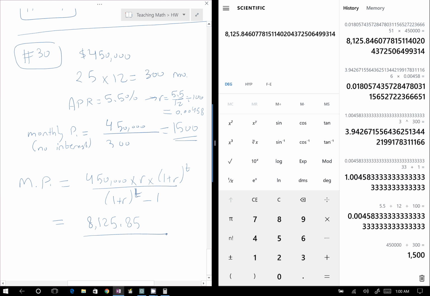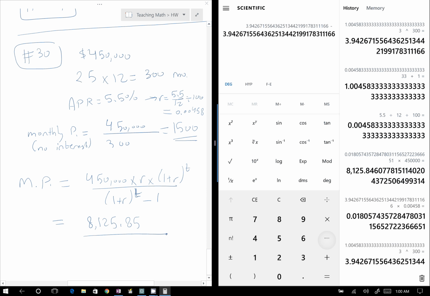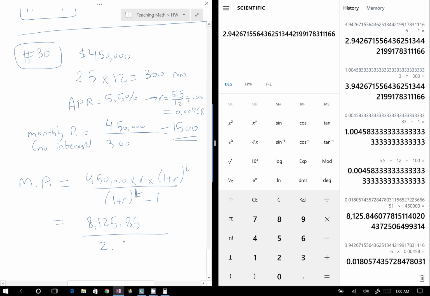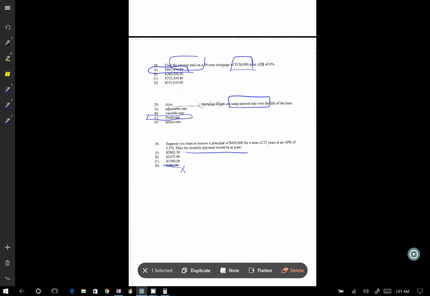8125.85. Denominator, let me do the R again, since it's an ugly number, plus 1, raised to the power T, 300, minus 1, 2.94267. 1 over answer multiplied by 8125.85. Answer is 2761.38 dollars per month. So 2761 doesn't make any sense. Apparently I messed up.